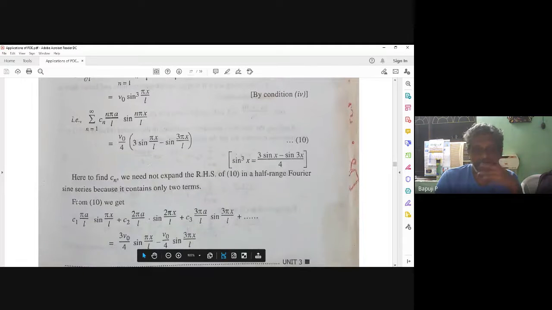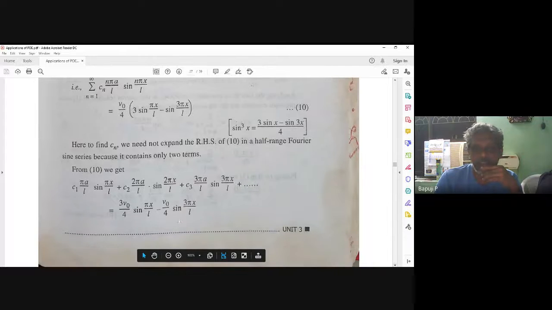You get like this: C1 pi a by L, C2, n is 2 so 2 pi by L, 3 pi by L, up to infinity. Comparing both sides, this side also sine, that side also sine. So from this, the sin pi x by L coefficient is 3v0 by 4. Here the sin pi x by L coefficient is C1 pi a by L. Here the sin 3 pi x by L coefficient is minus v0 by 4. Here it is C3, 3 pi a by L, sin 3 pi x by L.